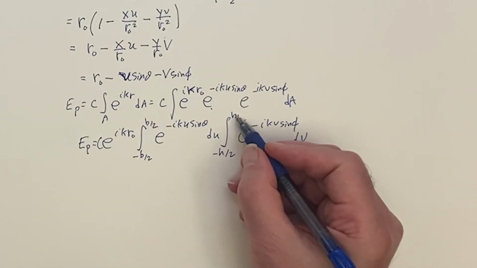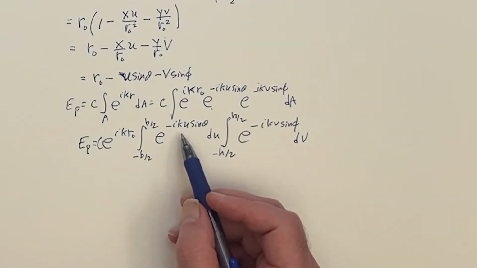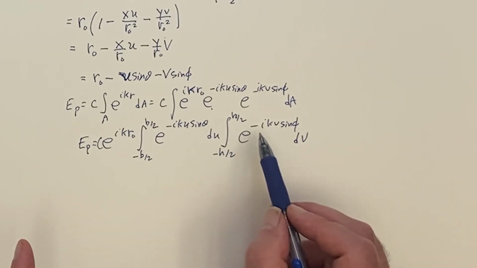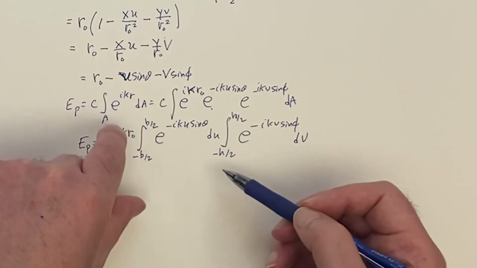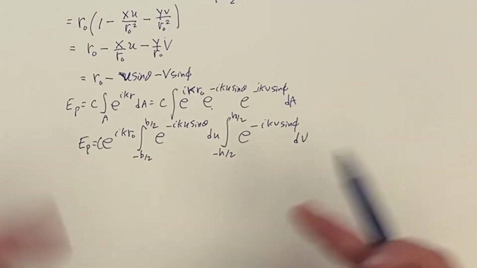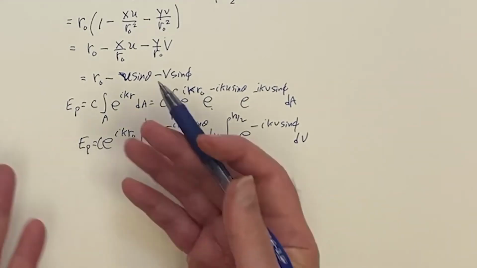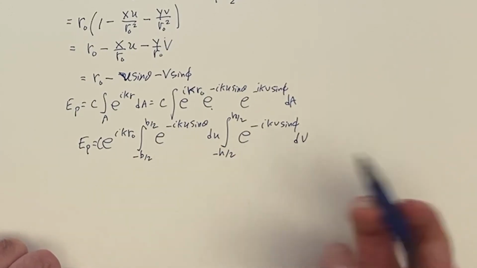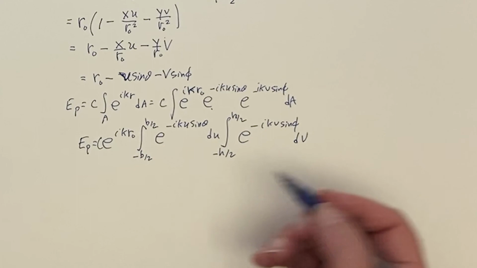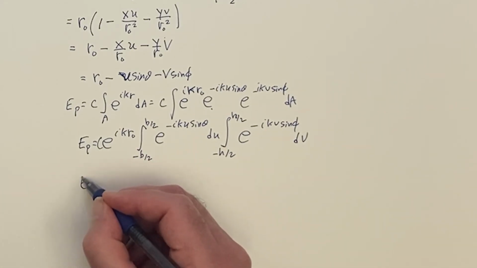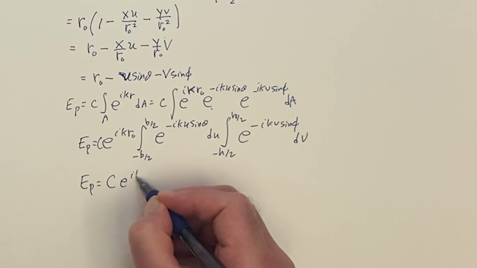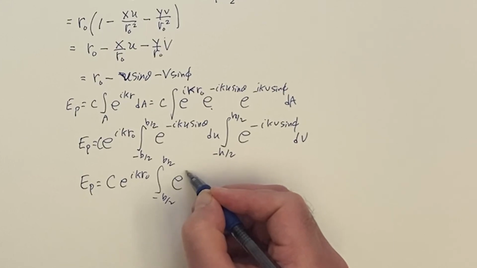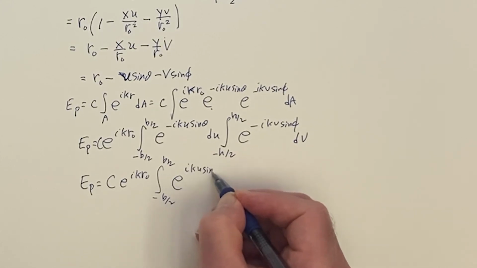What's the deal? Well, if you let u go to minus u and v go to minus v, then these become plus signs, and these integration limits flip. But if I flip them back and bring in two minus signs, they cancel. So since this is a symmetric region I'm going over, it really doesn't matter. So don't worry that before we had a plus sign there, we get the same result. In fact, if we do that trick, we can just simply write this as the same result. C e to the i k r naught, integral from minus b over 2 to b over 2 of e to the plus sign, all right, like we had before.